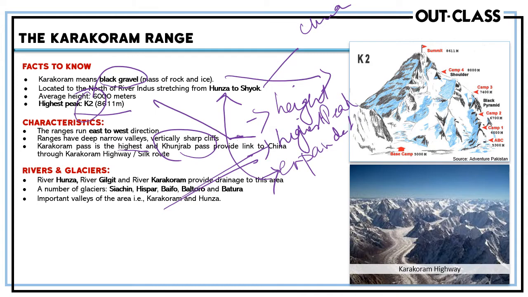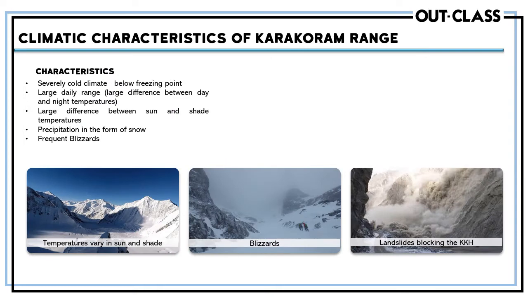The Karakoram range is very important when we are talking about glaciers, because it holds the most important glaciers of Pakistan. One of them is also a war zone, which is Siachen. Siachen is the highest battleground in the world, and it is a glacier. Then Hispar, Biafo, Baltoro, Batura, these are the big glaciers that make up this whole region around K2. And Karakoram and Hunza become the important valleys around the Karakoram range.